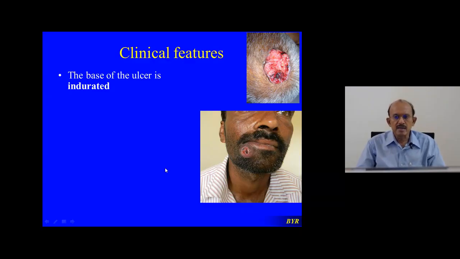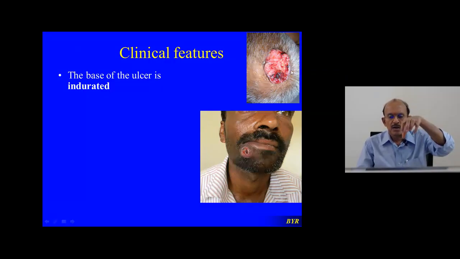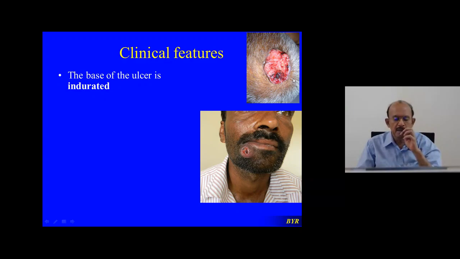How do you look for the base? You have to keep your fingers on either side, thumb this side, and index finger and middle finger on this side, and you try to hold the base and lift it. So if you feel underneath this ulcer with your fingers, you will feel the induration or hardness. So that is the base. Base means on which the ulcer rests. That is the base.